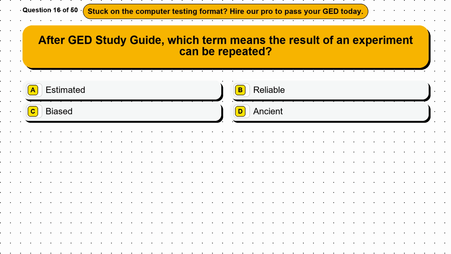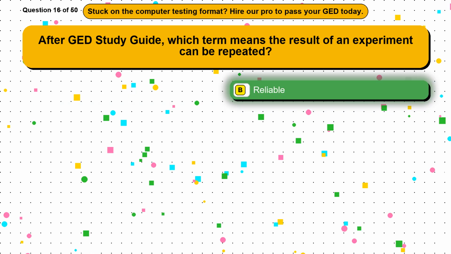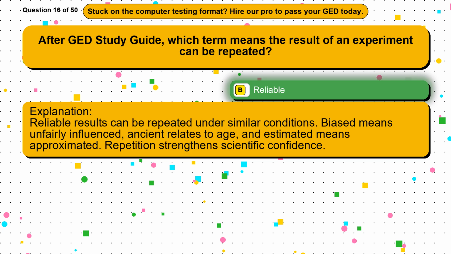Question 16. After GED Study Guide, which term means the result of an experiment can be repeated? Option A, estimated. Option B, reliable. Option C, biased. Option D, ancient. The correct answer is option B. Reliable. Reliable results can be repeated under similar conditions. Biased means unfairly influenced, ancient relates to age, and estimated means approximated. Repetition strengthens scientific confidence.